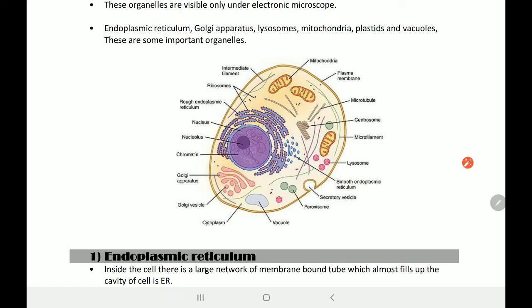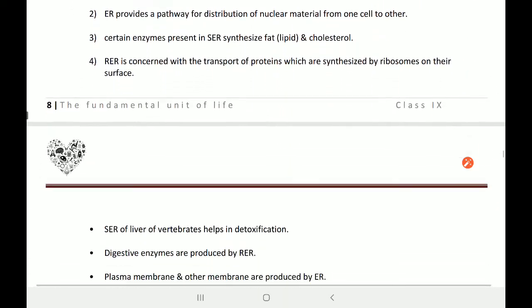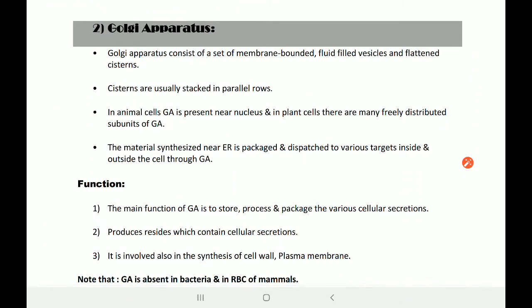Could you see that? So let us see what the Golgi apparatus is, how it looks, and what its function is. The Golgi apparatus consists of a set of membrane bound, I hope you understand, membrane bound means coating, cover. So membrane bound fluid filled vesicles and flattened cisterns. Let us understand what that means. I can explain that here.